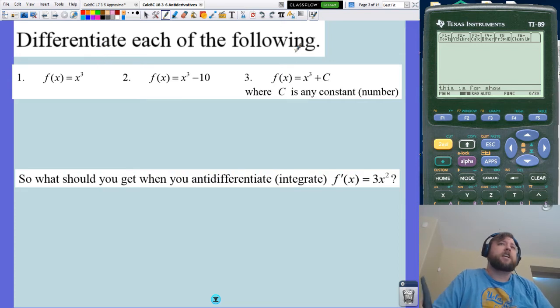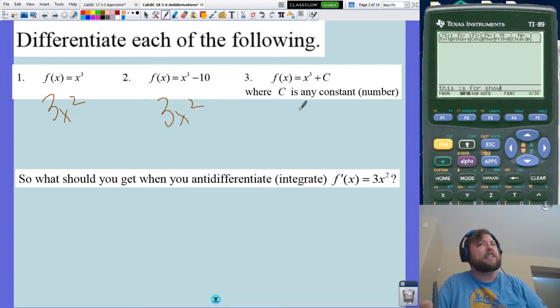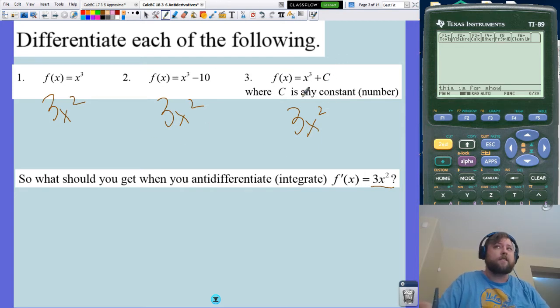So, differentiate each of the following. The derivative of f of x equals x cubed would be 3x squared, and the derivative of x cubed plus c, where c is a constant, is also 3x squared. They're all the same. So what do you get when you anti-differentiate? Which of these three? I don't know. Maybe it could be any of those, but it's just a different constant right here.